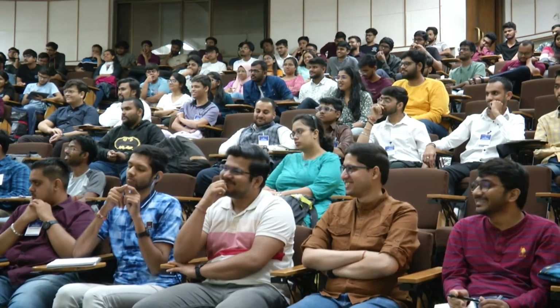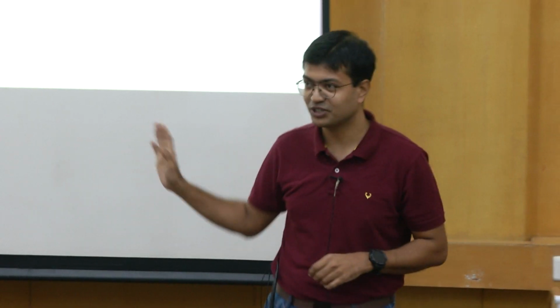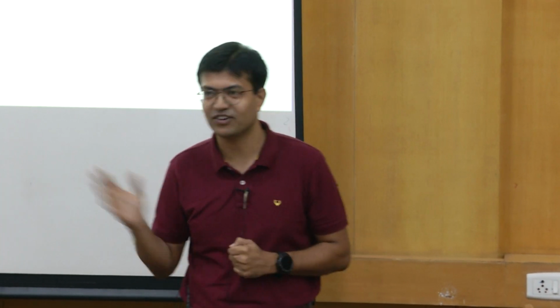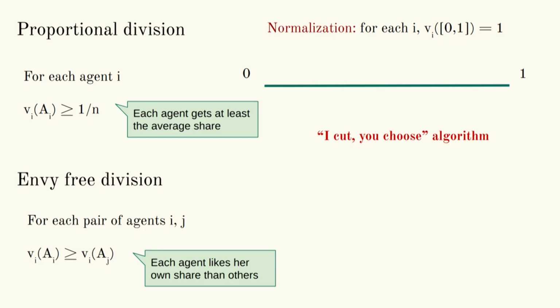Exactly. So the answer that was given is essentially a solution for the 2-agent problem. I call it the I cut, you choose algorithm. So the mother says that one of you cut the cake, and the other person gets to choose first. And why does this algorithm work? So let's see why. My first question: is this proportional?